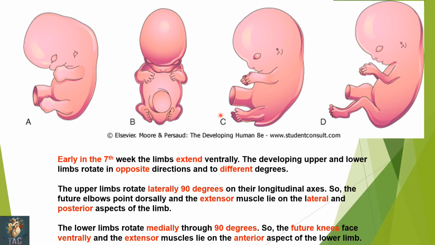While in the case of the lower limb, it rotates 90 degrees medially, as a result of which the anterior compartment in the lower limb will be the flexor and the posterior compartment in the lower limb will be extensor, and the big toe will be present on the medial side. So this is the rotation of the limbs, both upper and lower limb, and their direction is different from each other.